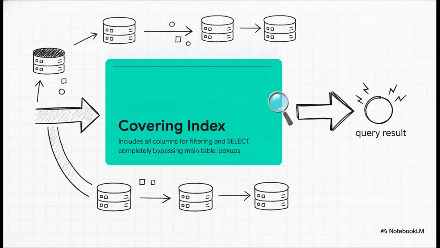Finally, we reach the holy grail of optimization, the covering index. A covering index goes above and beyond normal filtering by actually including all the columns you need to return in your select statement right inside the index itself. When your index physically holds everything the query is asking for, the database completely bypasses the main table. This is the exact secret mechanism that enables those lightning-fast index-only scans we discussed back in episode 3.